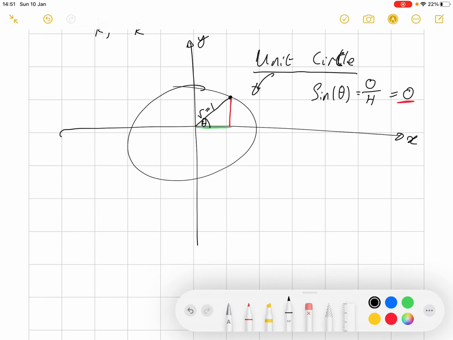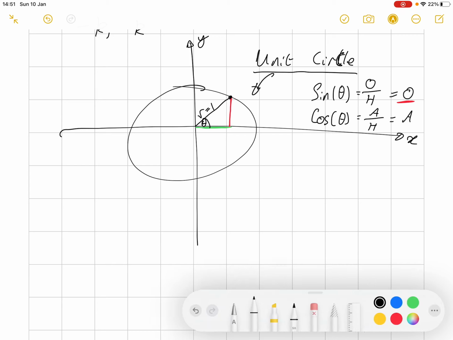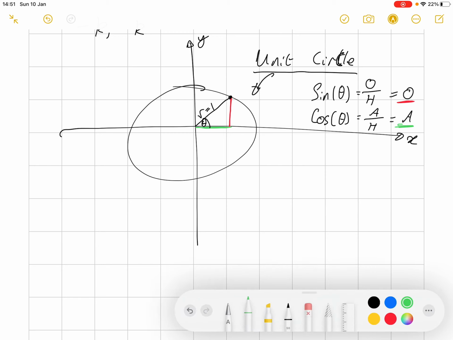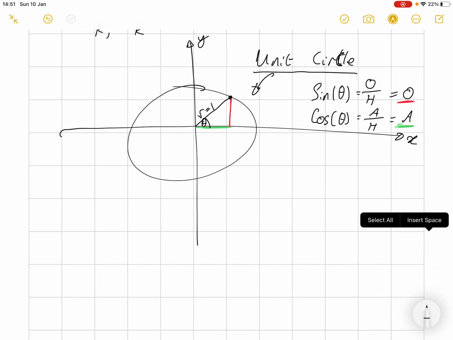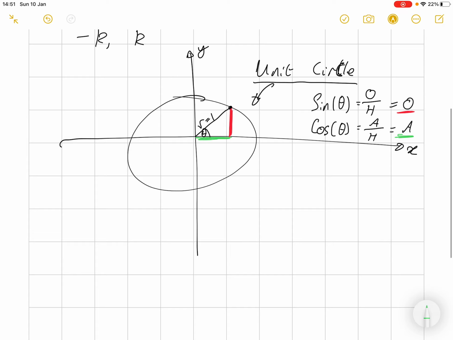And similarly, cos of theta is equal to the adjacent over the hypotenuse, which is just the adjacent, or in other words, the length of the green line. They're named as such because this red line is opposite to the angle. It's on the opposite side. Whereas the adjacent is literally adjacent to the angle.